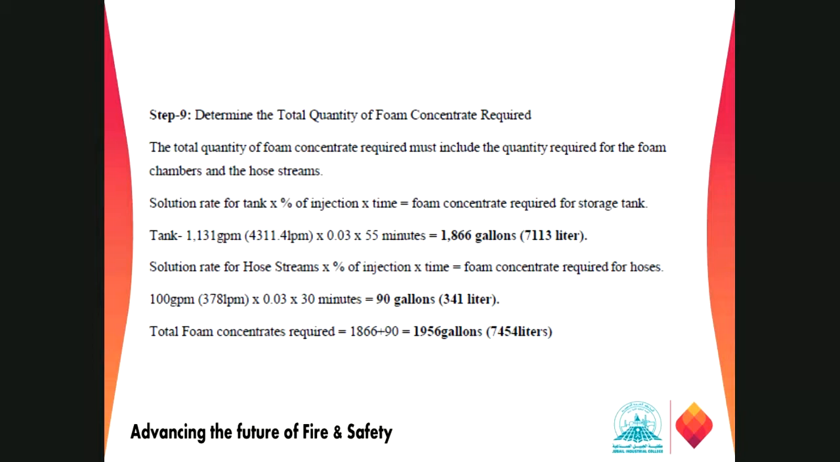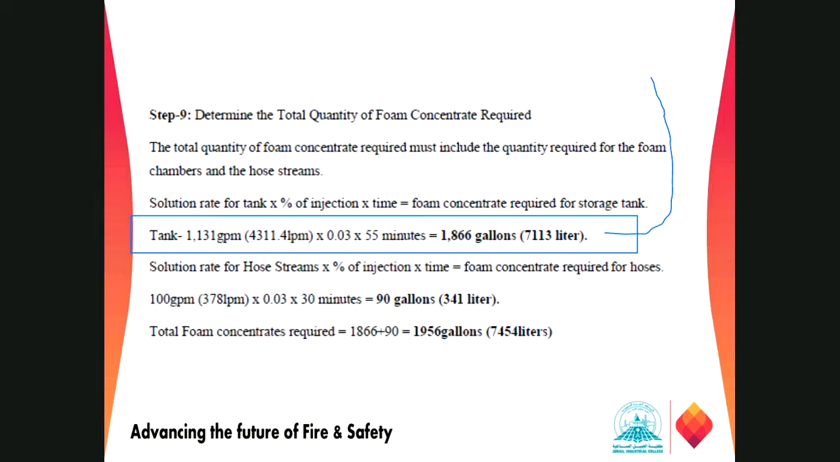So for the tanks, the flow is 1131 GPM multiplied by 0.03, which is the foam concentrate percentage. It means this is AFFF 3% foam. So just give it 0.03 to get into the percentage values, and then multiply by the duration. So for the tanks, we need 1866 gallons of foam concentrate. It means the raw foam, right? It is just foam concentrate of this much capacity, around 7,113 liters or 1866 gallons.